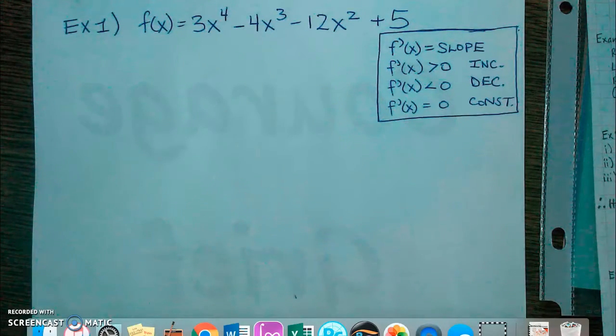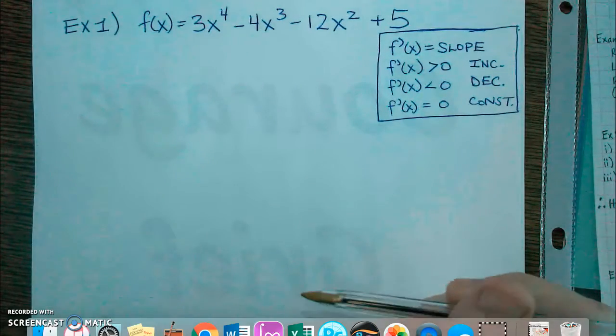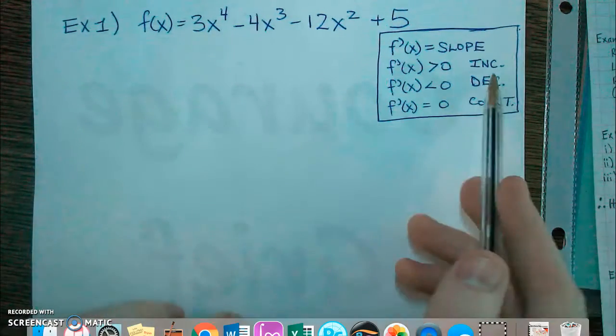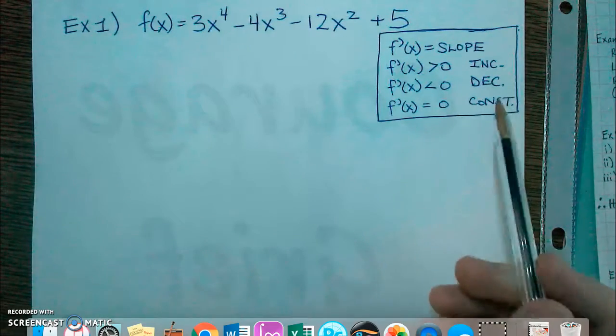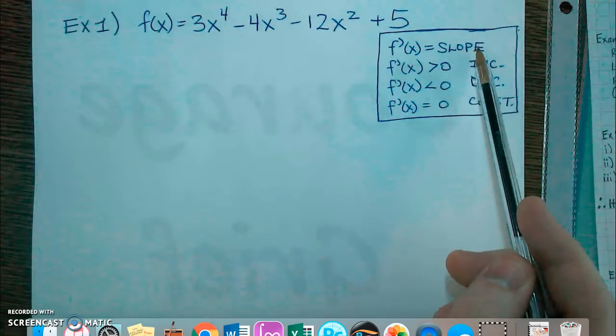In this example, you are given a function and they want you to figure out the maximums and minimums of the function using your derivative. It first asks you to figure out where it is increasing and decreasing, and then using this information, you find your maximums and minimums. So remember, the derivative tells you about the slope.